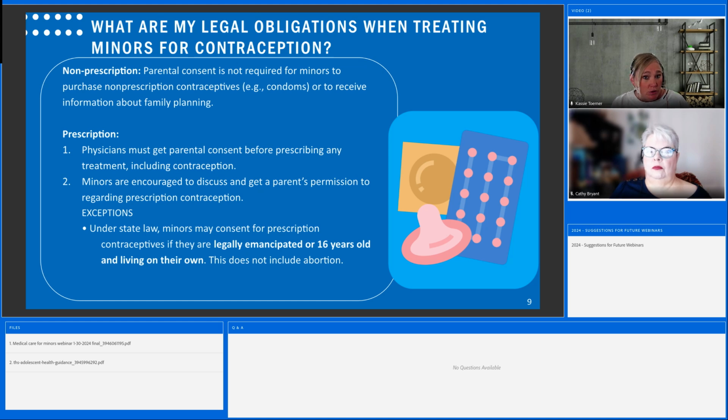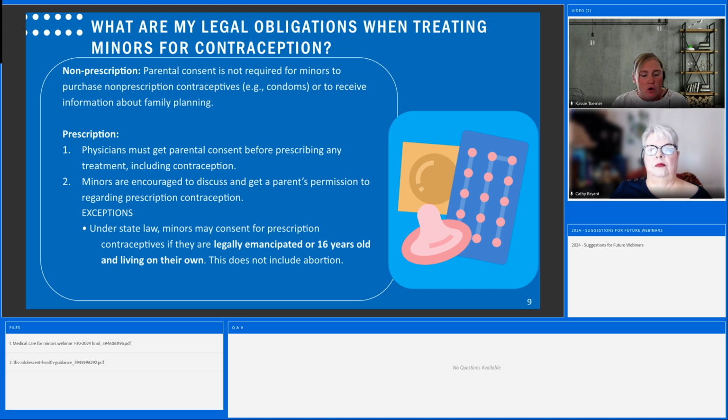We do encourage you to have discussions with your minor patients to include their parents, particularly if they're on their insurance plan. More than likely, parents are going to get an explanation of benefits. So having those candid discussions with minor patients can sometimes help with these types of situations. But again, there are some exceptions. So under state law, minors cannot consent for prescription contraceptives. If they are legally emancipated, they can. So that's the exception there.